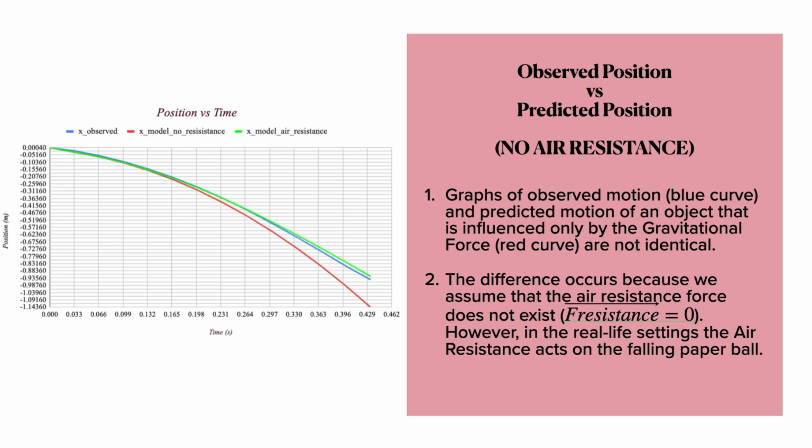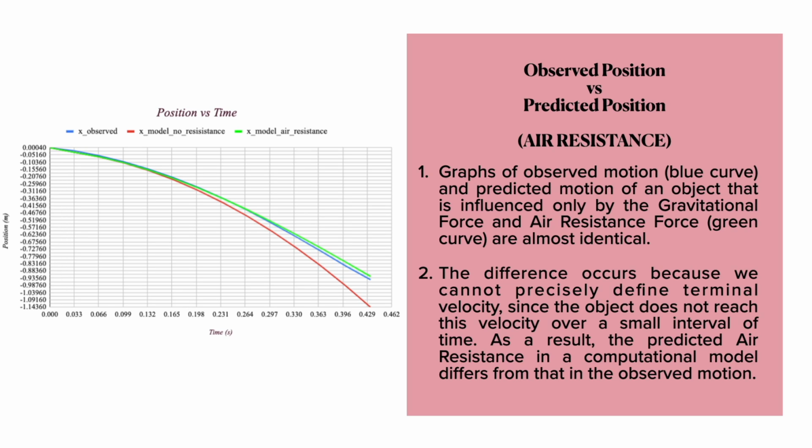Graphs of observed motion, blue curve, and predicted motion of an object that is influenced only by the gravitational force, red curve, are not identical. The difference occurs because we assume that air resistance force does not exist. However, in the real-life setting, the air resistance acts on the falling paper ball.